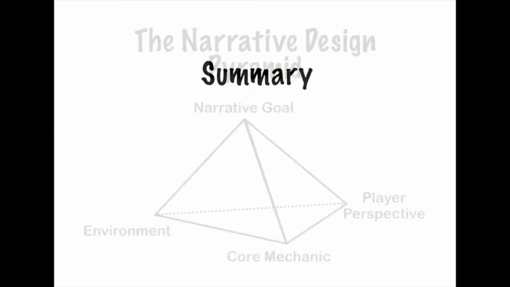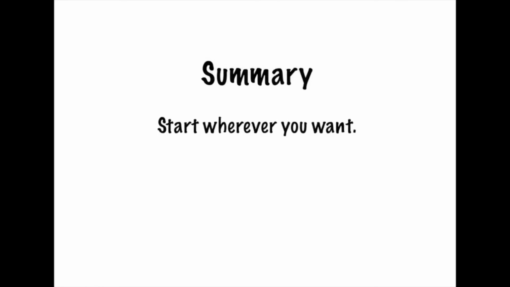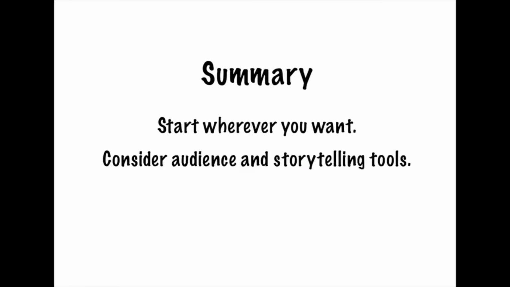To sum up, your narrative design starts with 4 basic elements: core mechanics, player perspective, and environment, which converge into your narrative goal. You can start with whichever one you want. Consider your audience and the storytelling tools that fit your game and budget. Prepare to iterate on it the way you do in most aspects of game development. And voila, you're on your way to the right narrative design for your game.